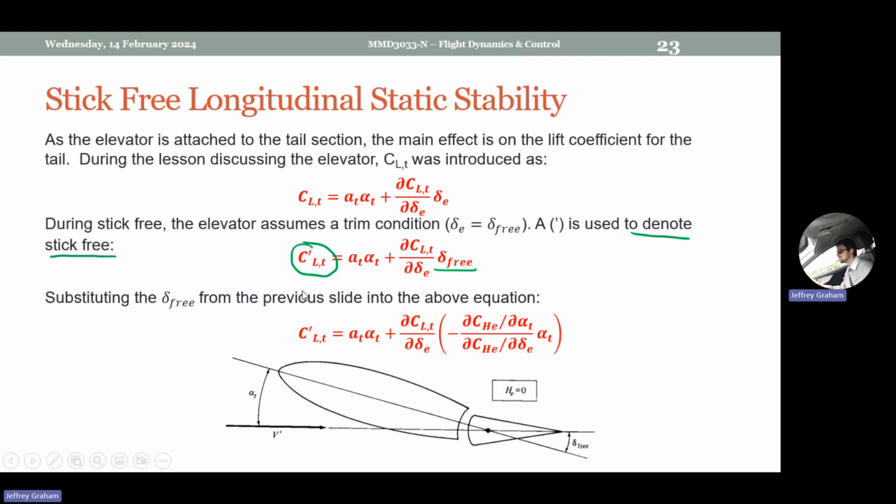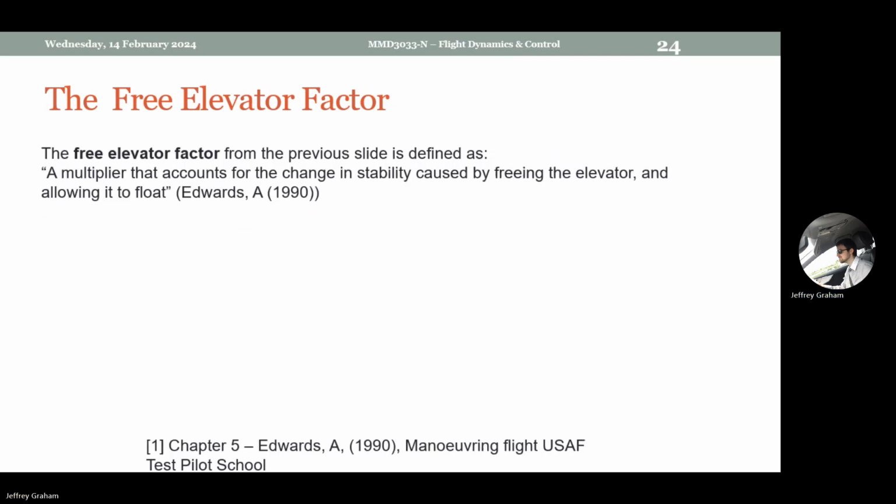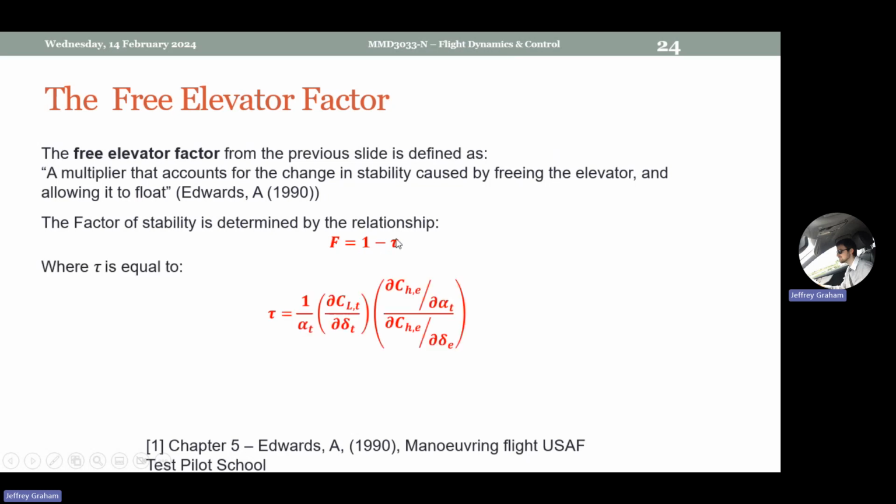Right. The rest of the formula that we've seen in part 1 can then get modified based on something called the free elevator factor. So we introduce something called the factor of stability, which is 1 minus tau, where tau is as you can see here, right? There's various things involved.